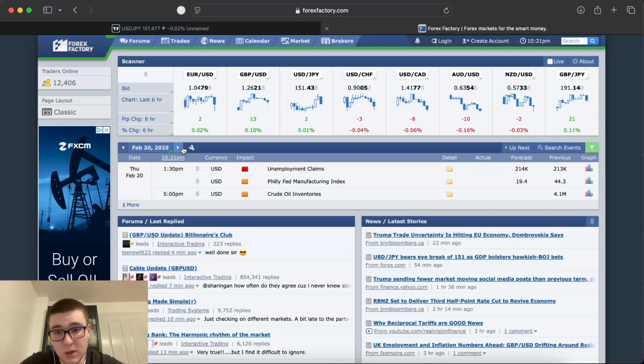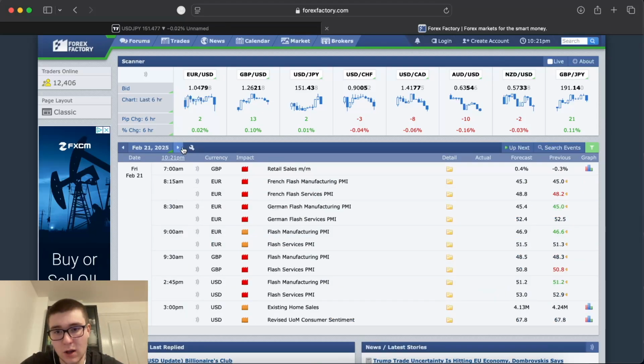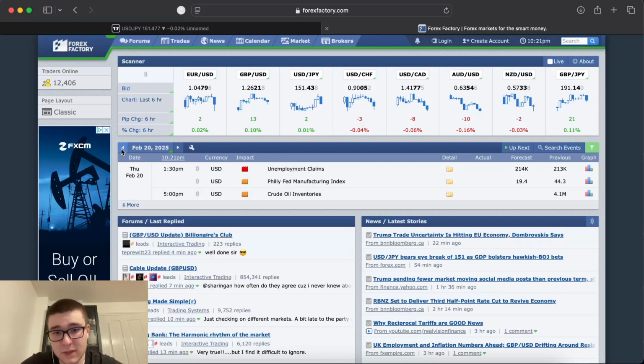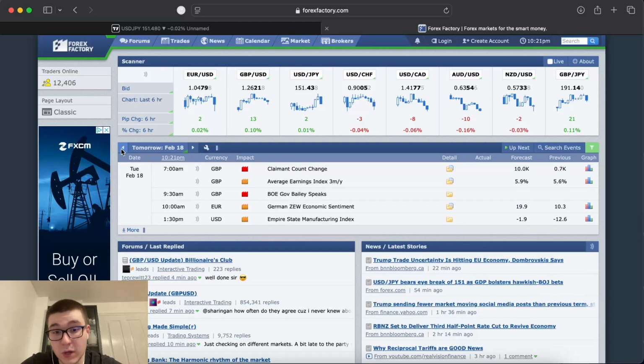Unemployment claims, I will be trading Thursday, depending on price action after the CPI data from GBP and also the FOMC meeting. On Friday, we have retail sales, German PMI, and French PMI, so I'll probably be avoiding Friday. So the trading days for this week are probably Thursday and tomorrow. So only 2 trading days this week.